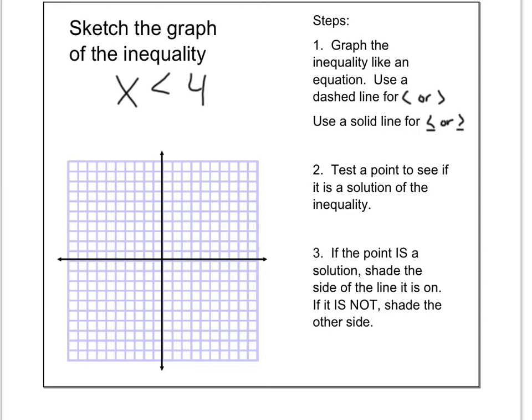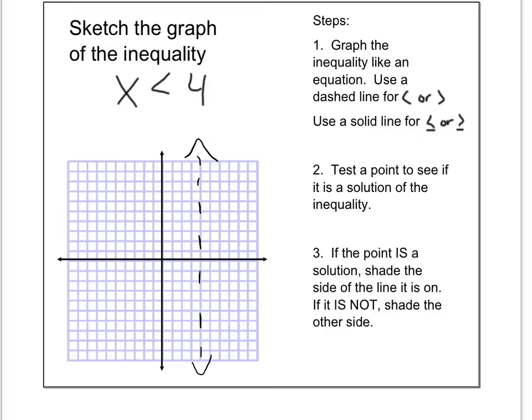So, we're going to sketch the graph of this inequality. x is less than 4. So the word's less than, so we're going to use a dashed line. And we're going to put it at positive 4. Remember, we're going to graph this like it's x equals 4. So x equals was a vertical line, an up and down line, at 4 on the x-axis. So I'm just going to go to 4 and make a dashed line here. Okay? So there's my line. It's a dashed line because x is less than 4. So 4 is not a solution to this. It's got to be less than 4.